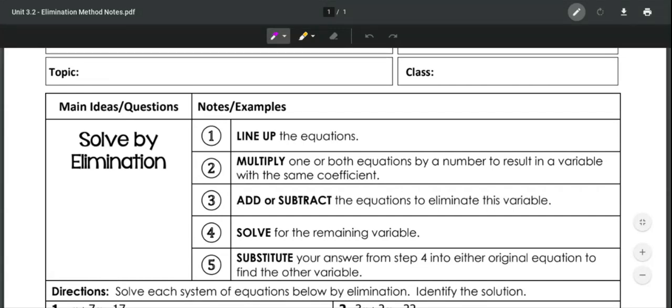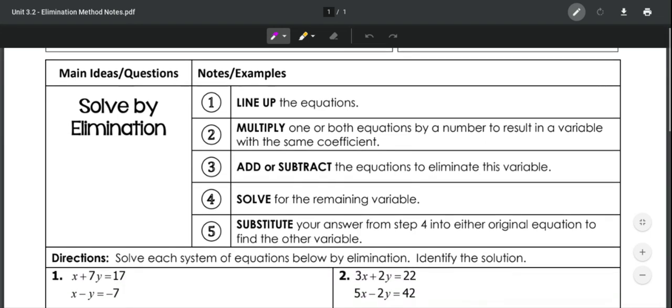All right, so today we're going to look at solving systems of equations another way. In the previous video, we did solving linear systems of equations by graphing and substitution. Now this is another method of doing it, and it's called elimination.